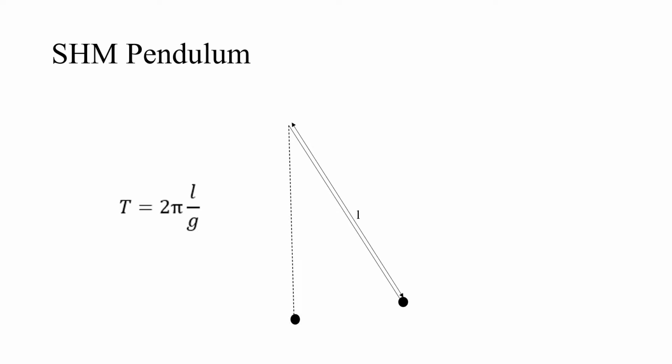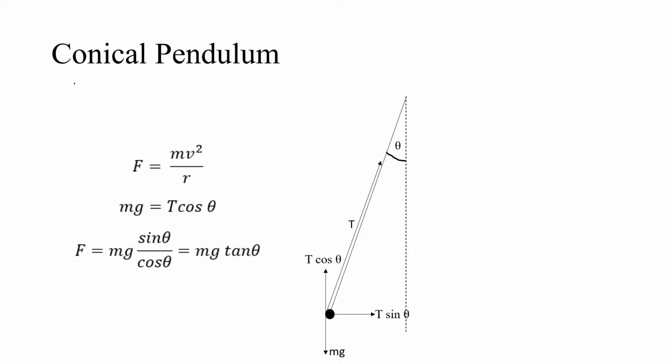However, if a tangential force is applied, the mass and string will move in a horizontal circular path, and different equations of motion must be used. To model the motion of a conical pendulum, there are a few key equations to understand. The first of which is the equation for centripetal force when looking at circular motion. This equation is F equals mv squared over r.